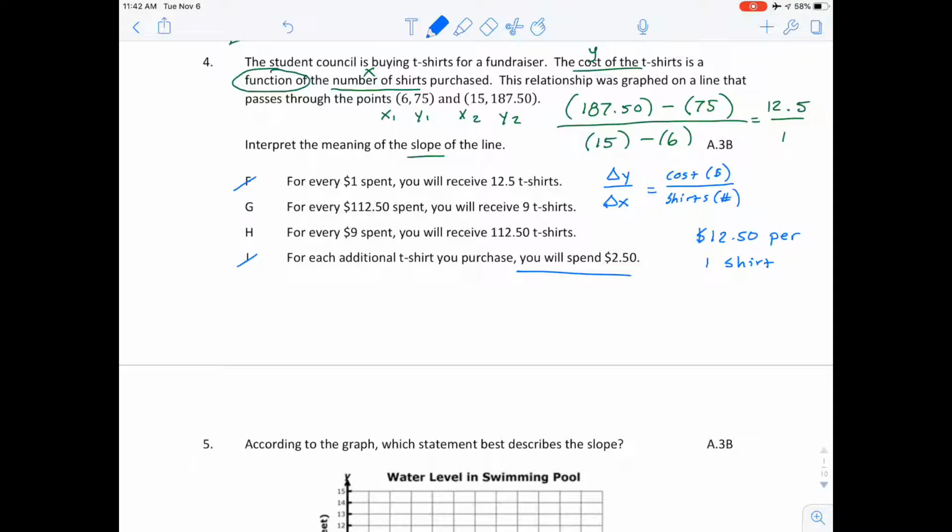So now I need to know between G and H, which one is more realistic, right? So if I buy one, remember X is number of shirts, Y is the total cost. If I buy one shirt, it's $12.50. So G says if I buy 9 shirts, the cost is going to be $112.5. So think about that. H says for $9 spent, you're going to get 112 shirts. I don't think so. Okay, so this one seems realistic, and you could multiply 9 times $12.50, and that does give you 112.5. So G is the correct answer.